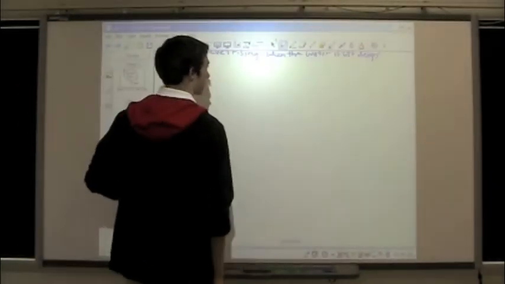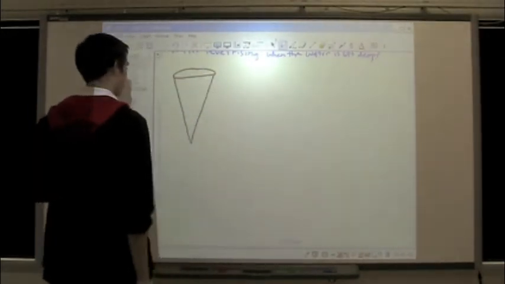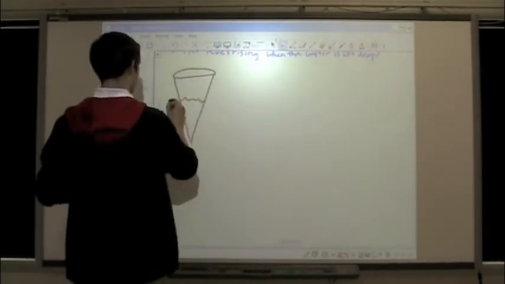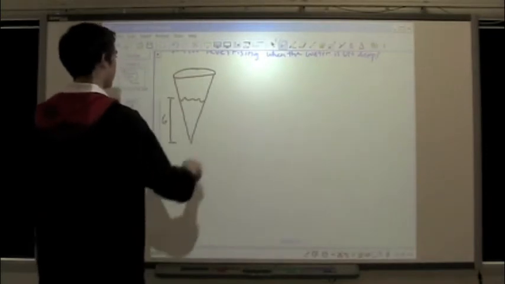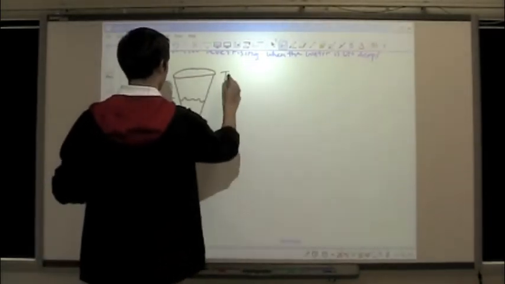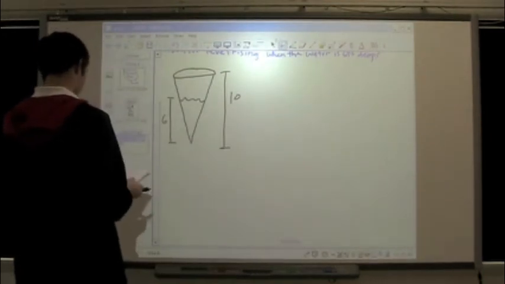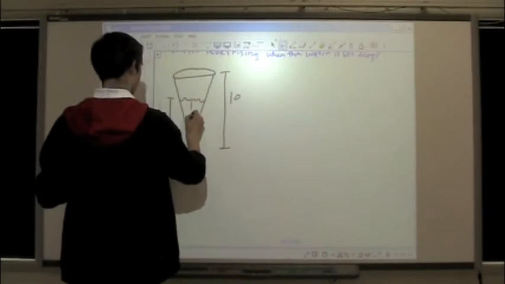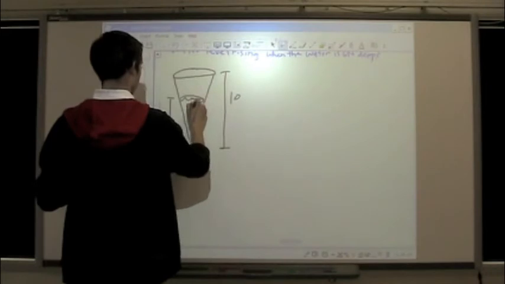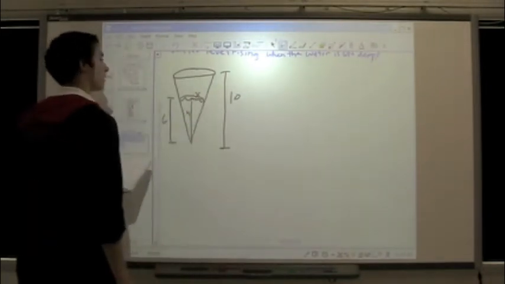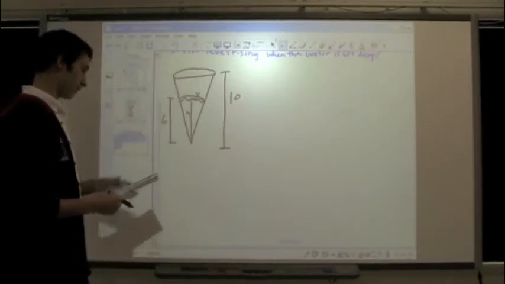Okay, so first step is draw a picture. We have a conical tank that's pointed down. We have water at 6 feet high, and the tank is 10 feet high. And so this is the height. Here's the height, and this is x over here, because x is constantly changing as the tank gets filled with water, and so is h.